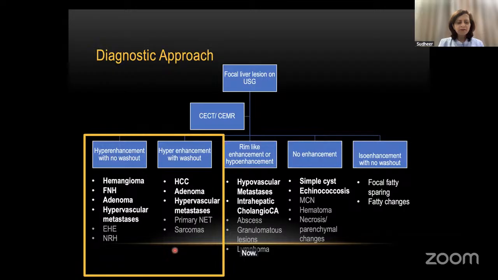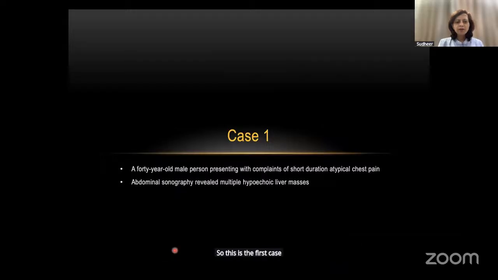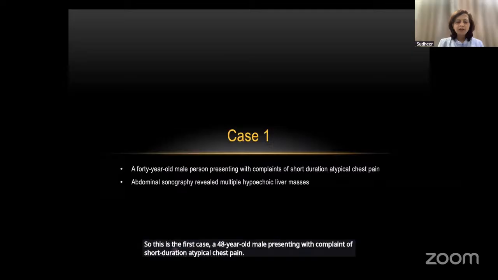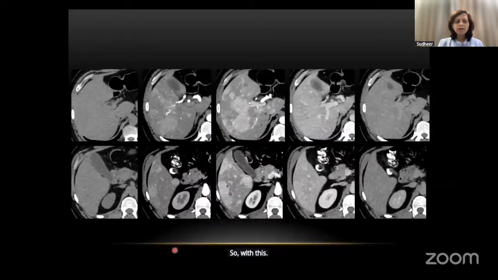First of all, we'll combine the first two categories for our first set of cases because there is some overlap. So this is the first case, a 40-year-old male presenting with a complaint of short-duration atypical chest pain. Ultrasound abdomen was performed, which revealed multiple hypoechoic liver masses. So with this, a contrast CT was done.